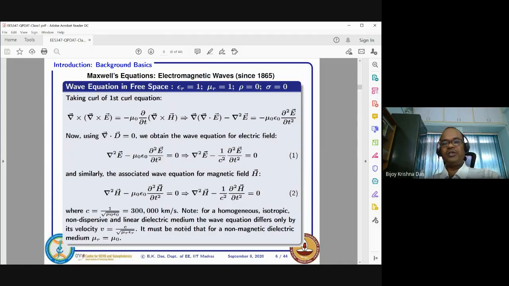Now if you just take the first curl equation, curl of E equal to minus del B del T, right? In the previous slide, if you see Maxwell's equation, and take a curl on both sides of that equation. I hope you know what this nabla, this triangular nabla symbol, is. What does it mean? I will explain later.